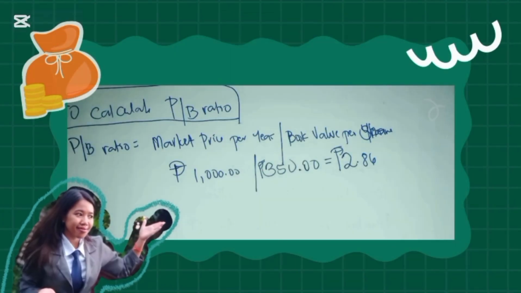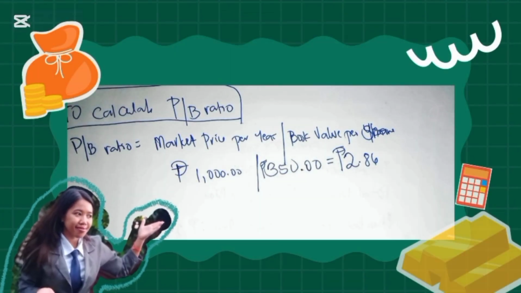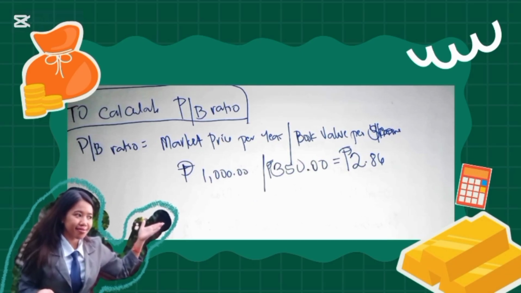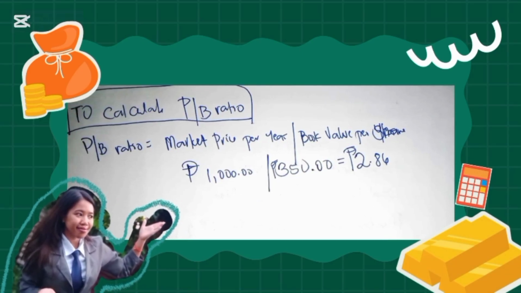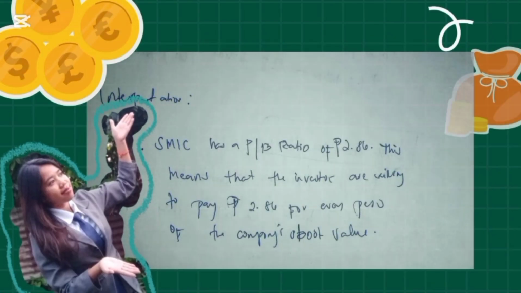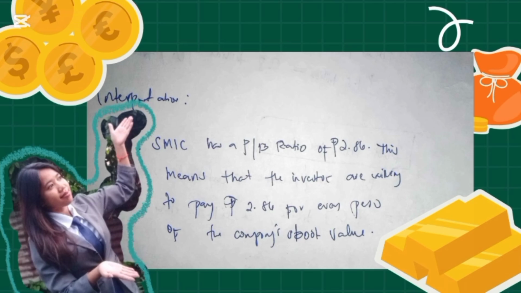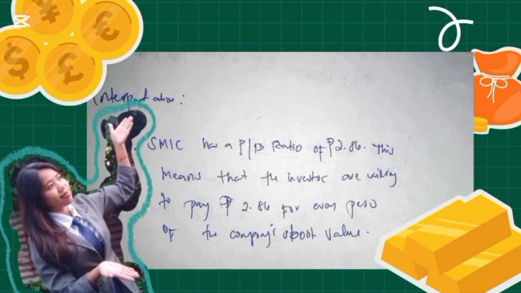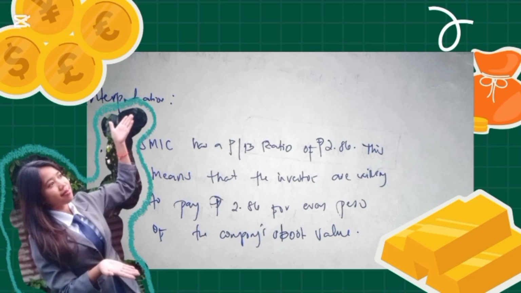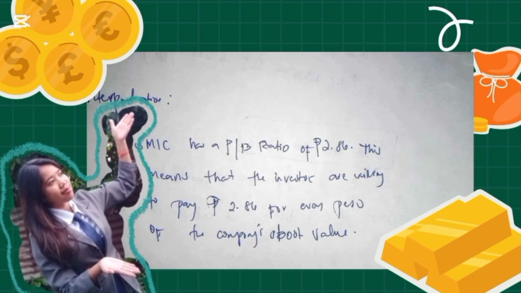Next, we take the market price per share, which is 1,000 pesos, over the book value per share that we calculated, which is 350 pesos per share. That would give a result of 2.86. So, in our interpretation, SMIC has a P over B ratio of 2.86. This means that investors are willing to pay 2.86 pesos for every 1 peso of the company's book value.